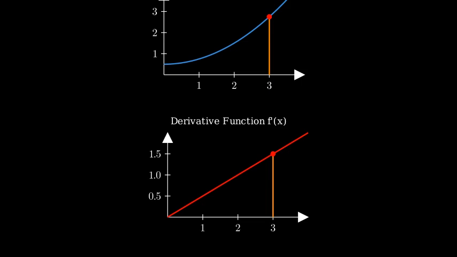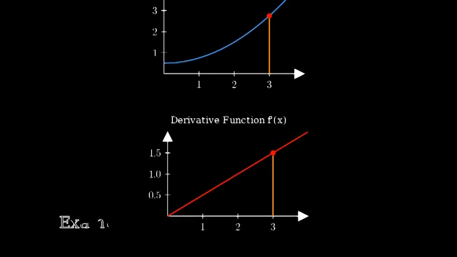Step 3. Let's expand the numerator. X plus h squared equals x squared plus 2xh plus h squared. Subtracting x squared leaves us with 2xh plus h squared in the numerator. Step 4. Now we divide everything by h. This gives us 2x plus h. Step 5. Finally, we take the limit as h approaches 0. The term h goes to 0, leaving us with 2x. So the derivative of x squared is 2x.